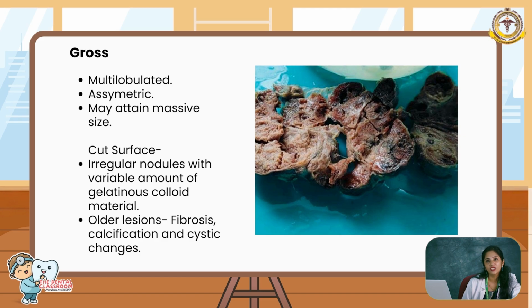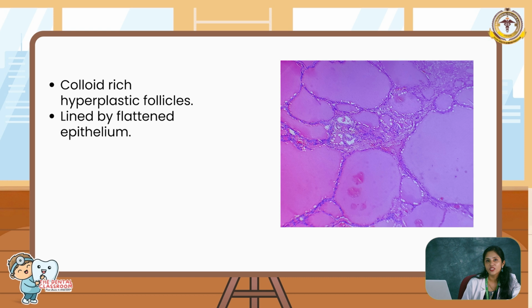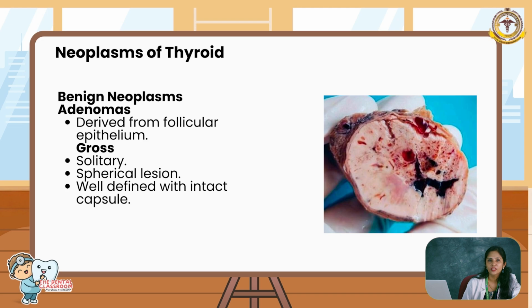It will have irregular nodules filled with grey-brown gelatinous colloid material. Colloid-rich hyperplastic cells, it will be lined by the flattened epithelium in the microscopic path. So we'll move on to the neoplasms of thyroid. So neoplasms, we have benign neoplasms and malignant neoplasms.